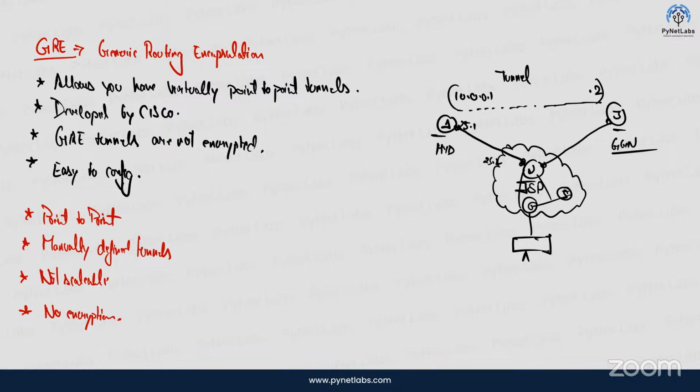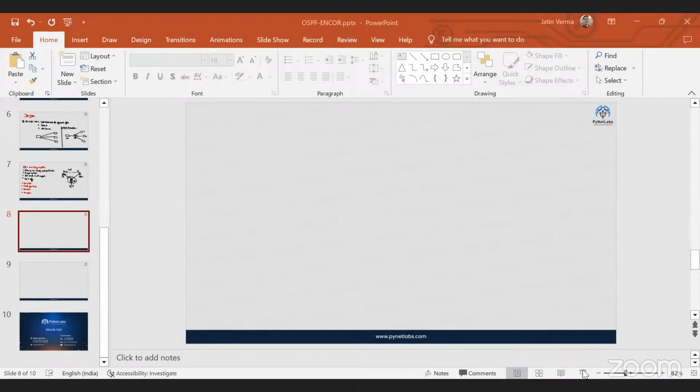But on the other end, when we are talking about DMVPN, it is something we define when we have point-to-multipoint links, and whenever we are using one branch office to multiple branch offices kind of connectivity. So let's talk about DMVPN, which stands for Dynamic Multipoint VPN.